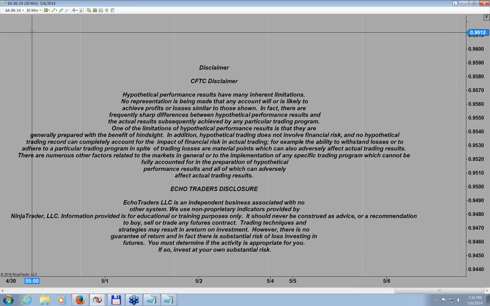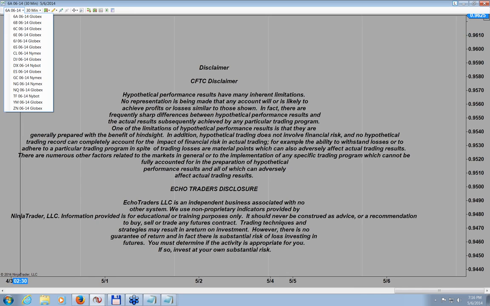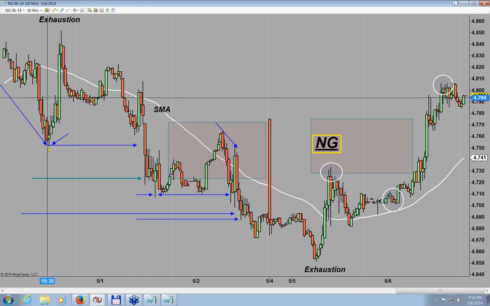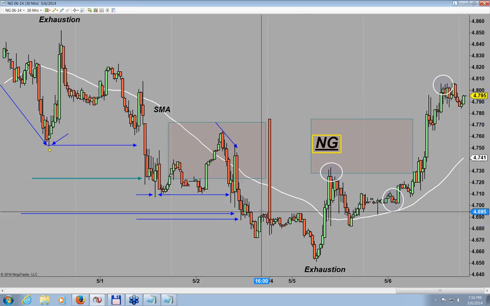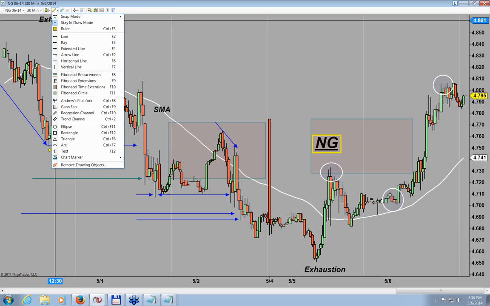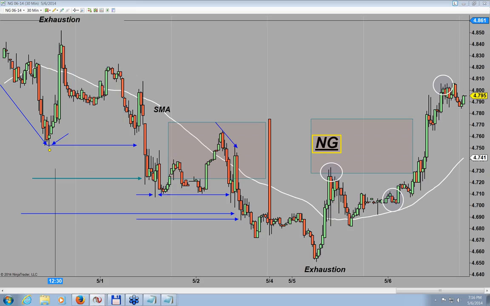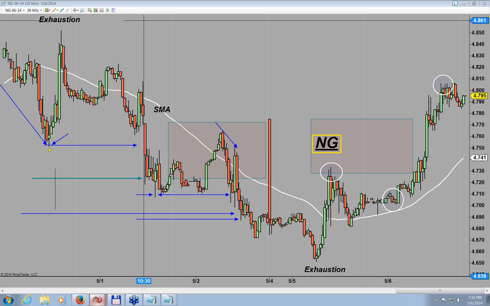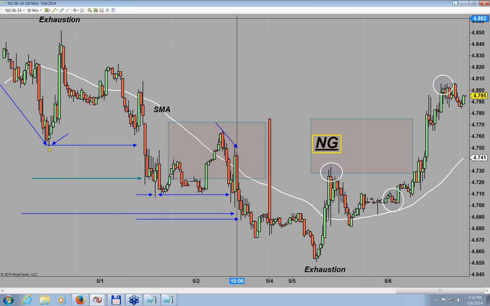So you've had time to view the disclaimer, and we're just going to drop down to NG. Okay. Now, on this NG chart, we will show you how to put the fibs on. I'm just going to remove the arrows. Give me a second. And here we go again. Real quick.